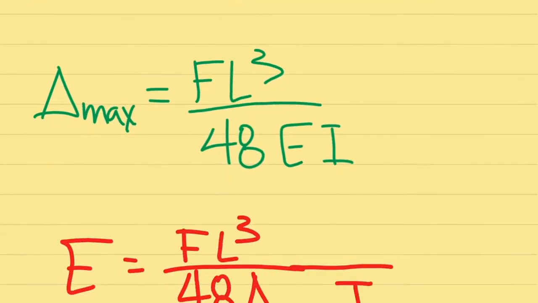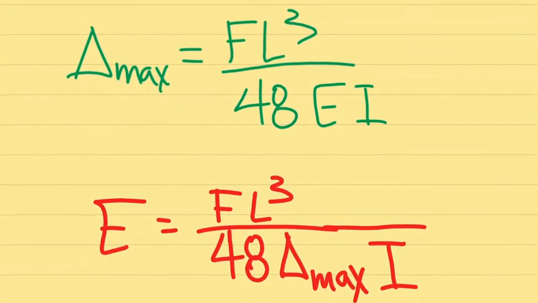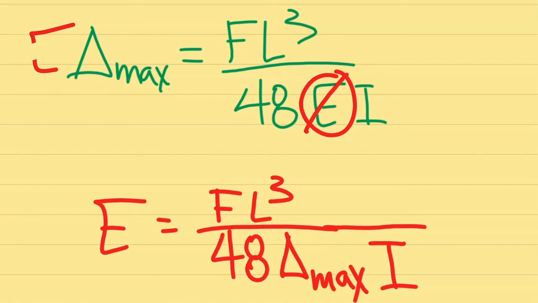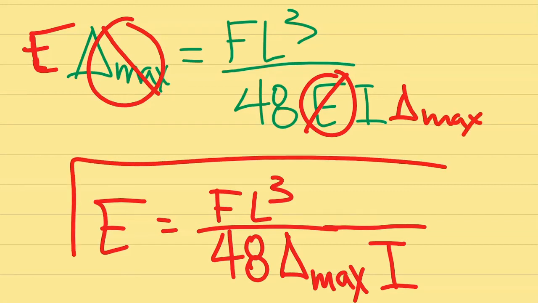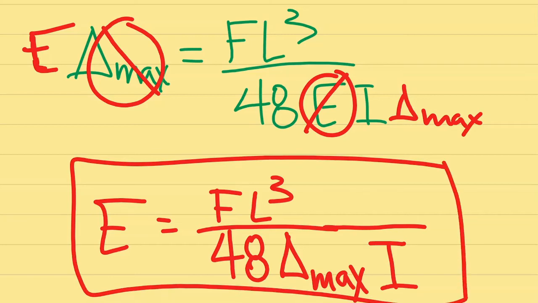We also need to rearrange this with a little bit of algebra. If we multiply both sides by E, we can move this E over here, and if we divide both sides by delta max, then delta max goes over here. So we end up with this formula. I may ask you to solve for the elasticity of a material based on some measurements, all right?